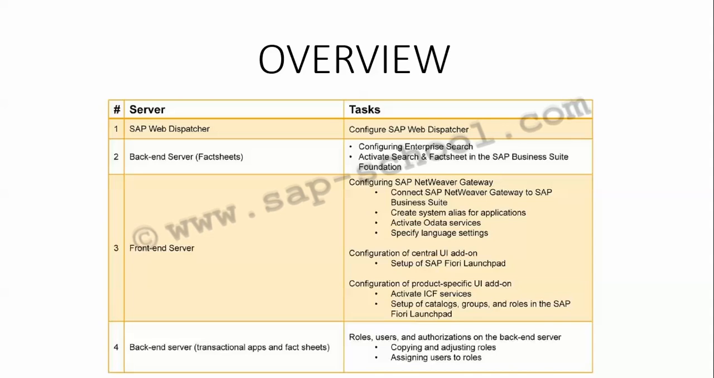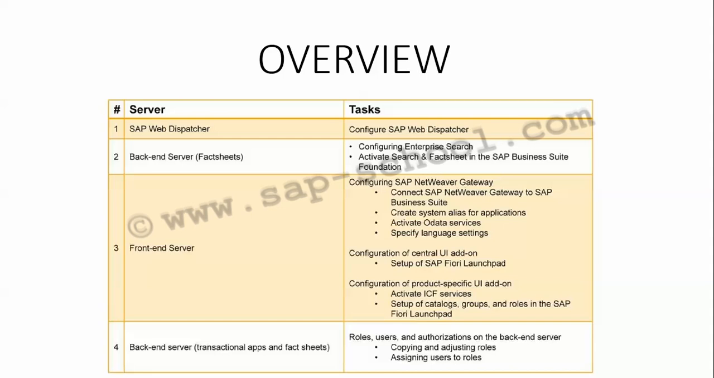Then we have the configuration of the central UI add-on. In this we have to set up the SAP Fiori Launchpad. Then at last we have the configuration of the product specific UI add-on. Underneath, we have to activate the ICF services and do the setup of catalogs, groups and roles in the SAP Fiori Launchpad. Then at last we have the backend server configuration, which is for the transactional apps and fact sheets both. In this we have to set up the roles, users and authorizations on the backend server.